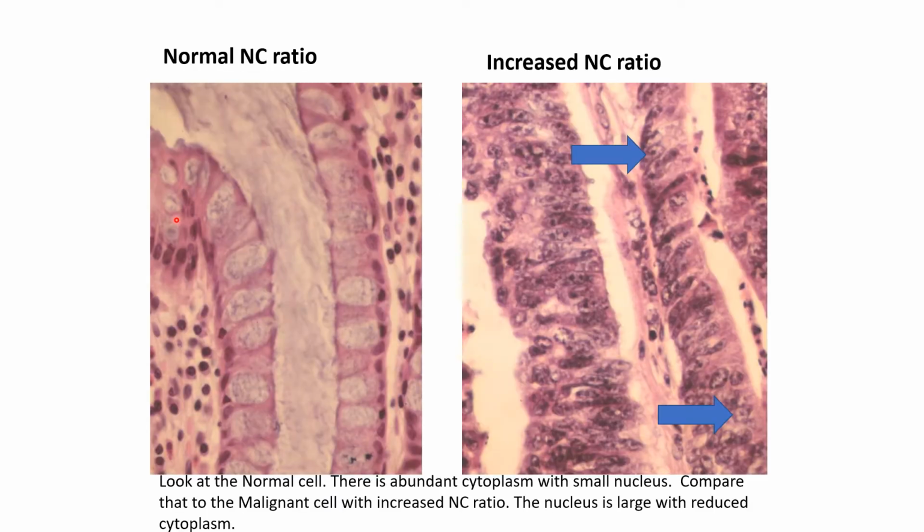Look at the normal cell. There is abundant cytoplasm with a small nucleus that is sitting nicely at the basement membrane. Compare that to the malignant cell with increased nuclear cytoplasmic ratio. You can see that the nucleus is large in comparison with the cytoplasm. And you can also see that the nuclei are crowded in the malignant cells. Compare that to the normal cell.